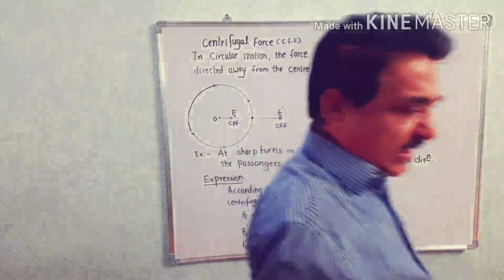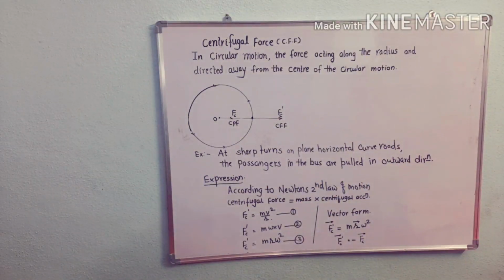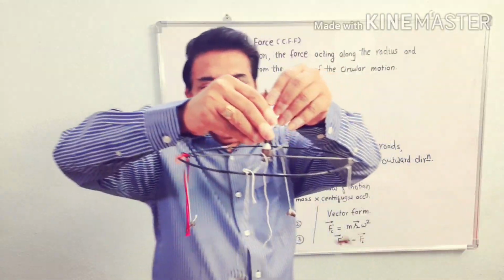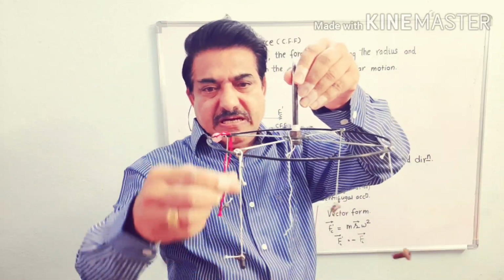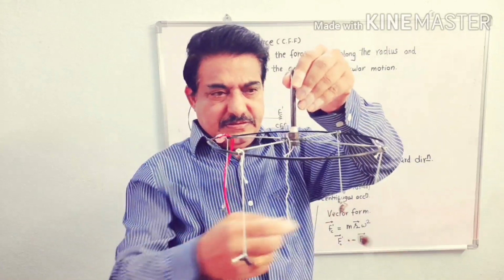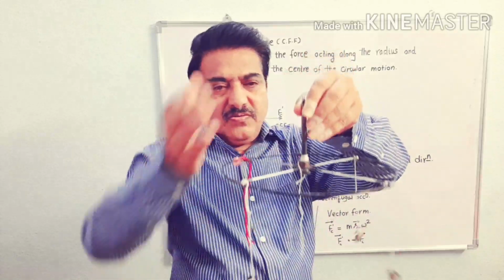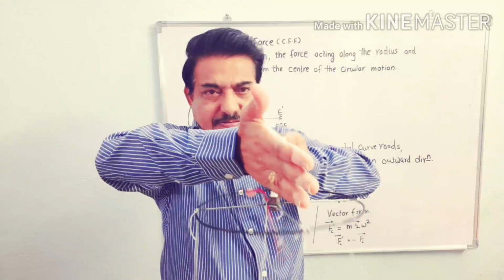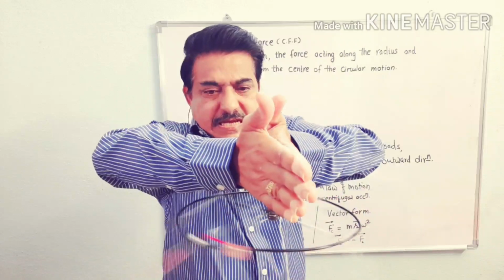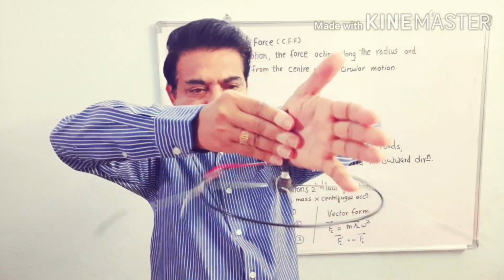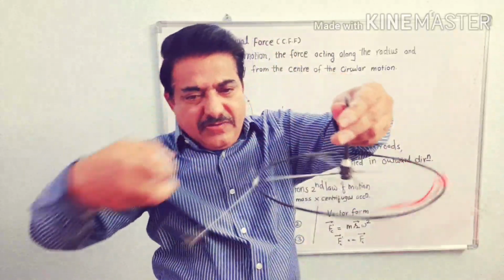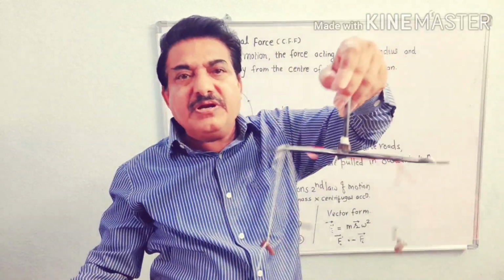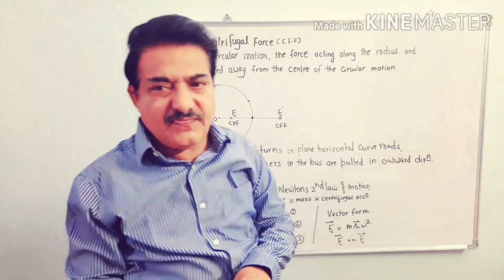Just like in a merry-go-round. So let us suppose this is a merry-go-round. Initially, these ropes are vertically downward here. When this is rotated, they are pulled away from the axis of rotation. They are pulled away from the axis of rotation due to the presence of centrifugal force.